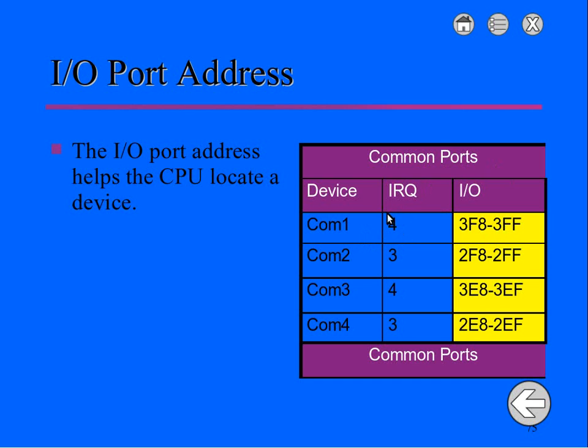Now, that's not true of the IRQ. On the original IBM, there were only 8 of them, and the ones we have today, there's only really 15 of them. So they have to share some of these. Like COM1 and COM3 share number 4.